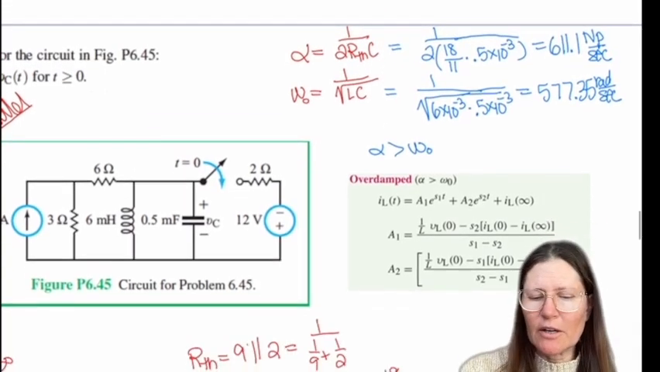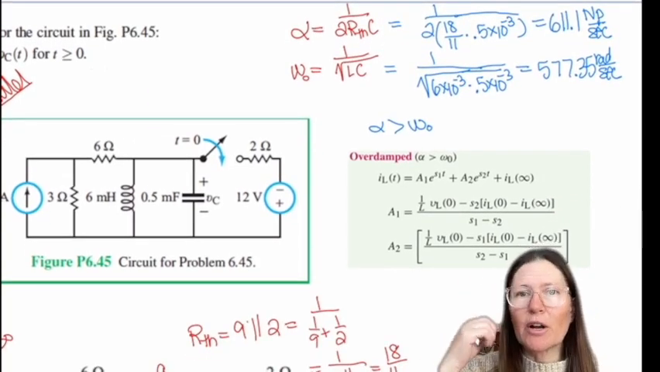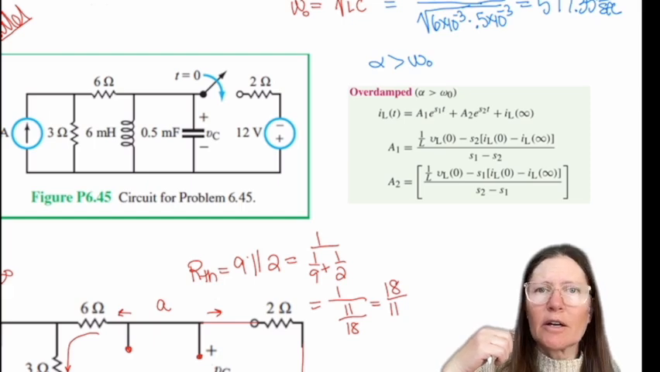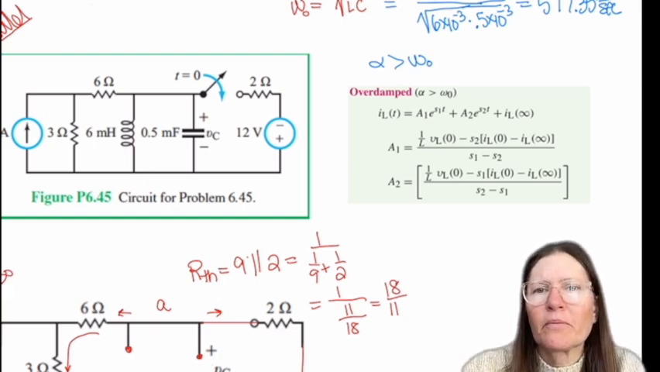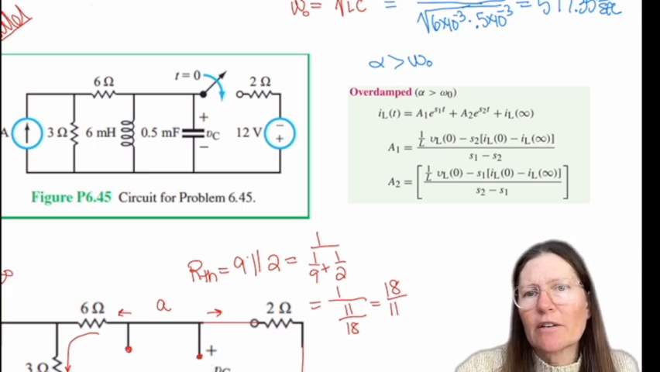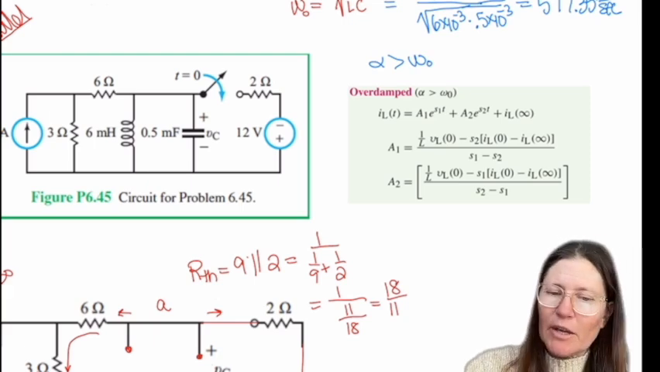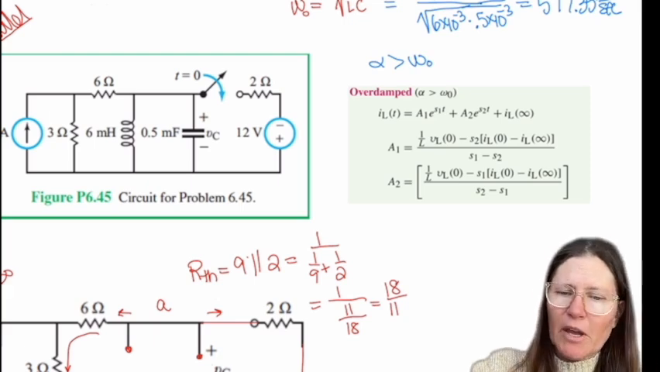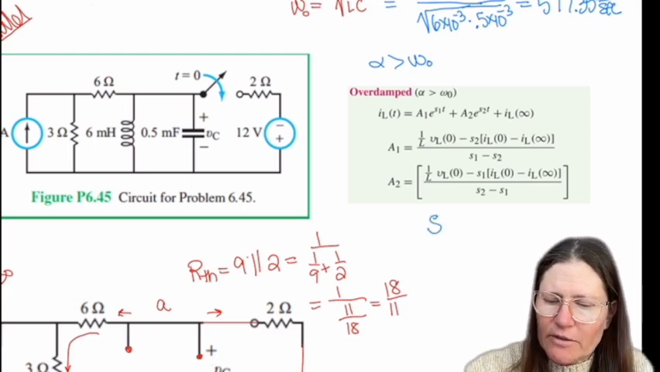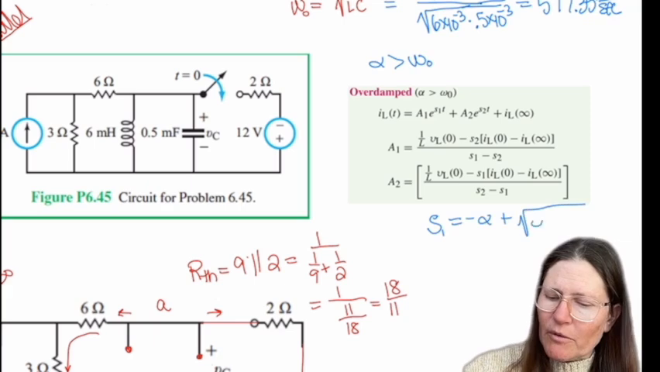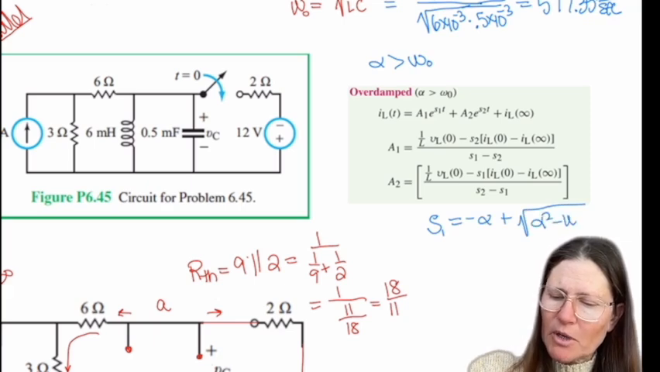Here we now need to find our A1, our A2, and our initial IL0, IL infinity, and VL0. From that, S1 and S2 are found from alpha and omega naught. S1 is going to be minus alpha plus the square root of alpha squared minus omega naught squared.